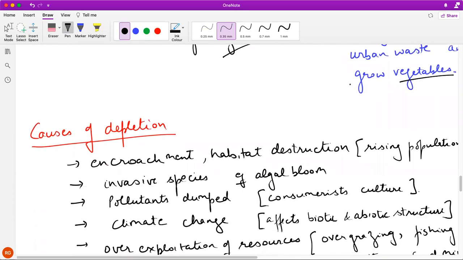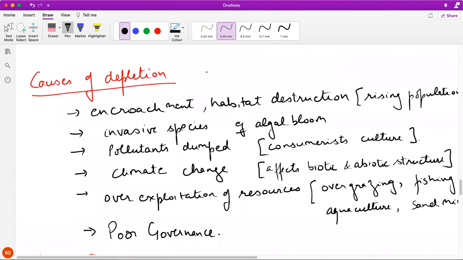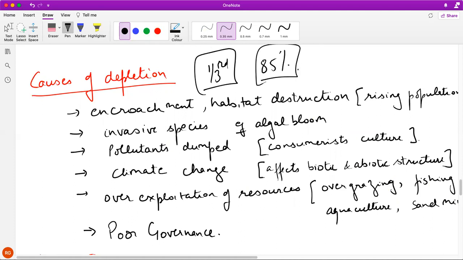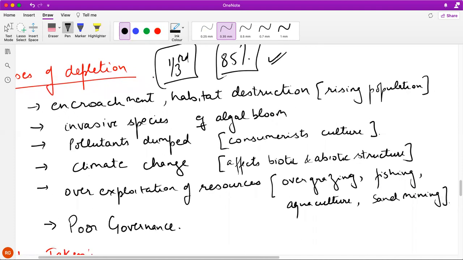Okay, so now let's look at the causes of depletion. The number of wetlands is declining. We have already seen in India we have lost one third of wetlands, and across the world we have lost 85% of wetlands. So what are the reasons behind the depletion or loss of wetlands? First of all, we humans, as we know, population is rising, so we need habitat, we need homes, also we need areas for our recreational activities. Because of such reasons, we are encroaching over the wetlands.